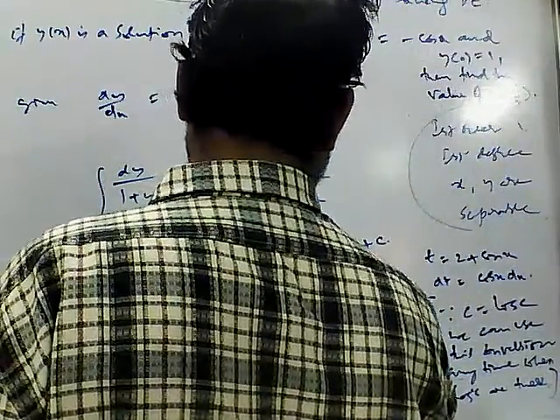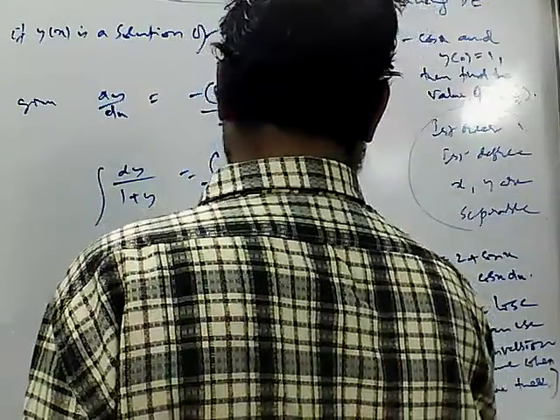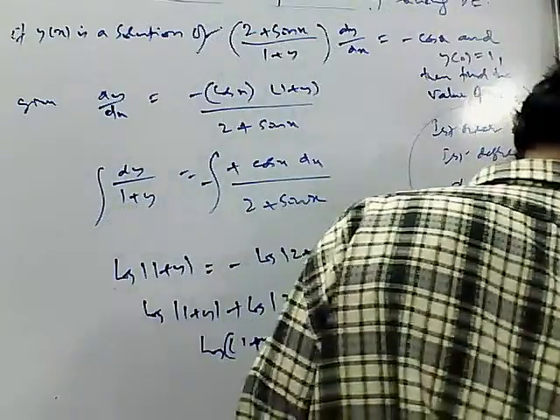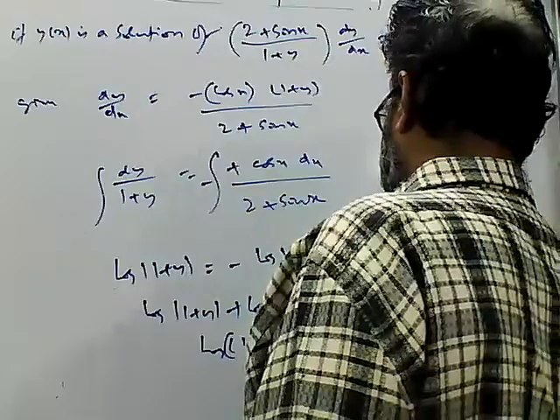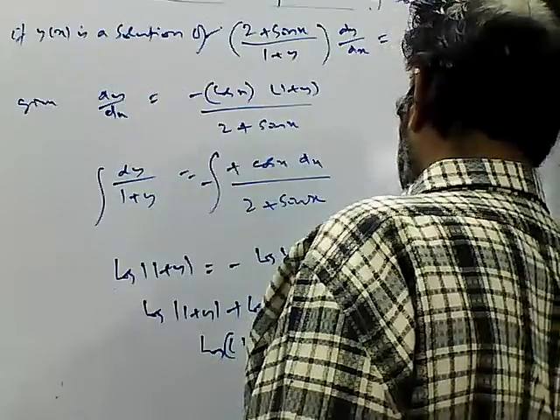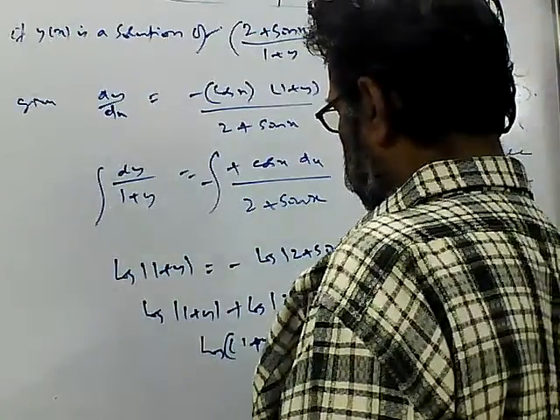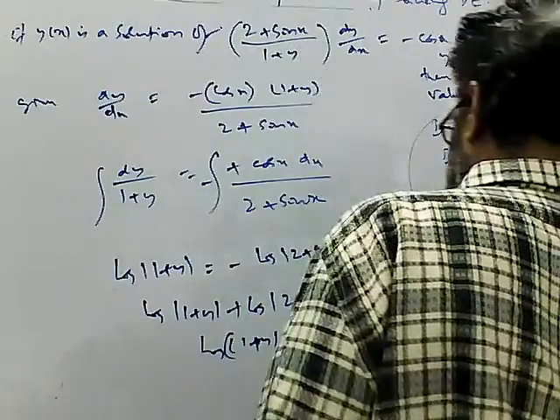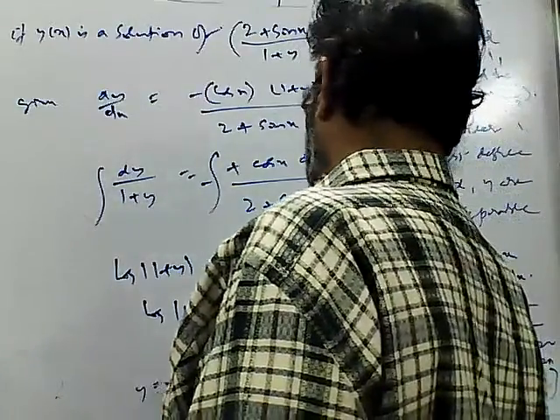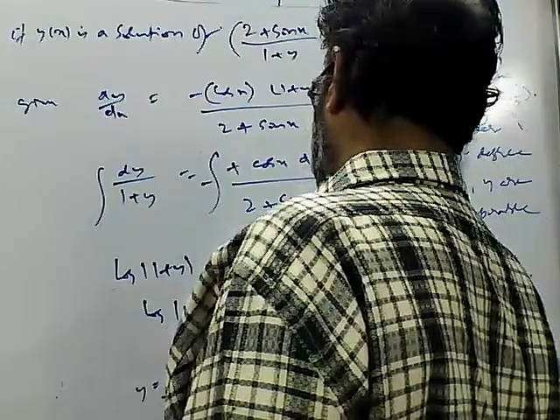Now you can write log of 1 plus y into 2 plus sin x is equal to log c. So 1 plus y is equal to c by 2 plus sin x. Now it is f of y, 1 plus y means it is f of y. Therefore y is equal to c by 2 plus sin x minus 1.